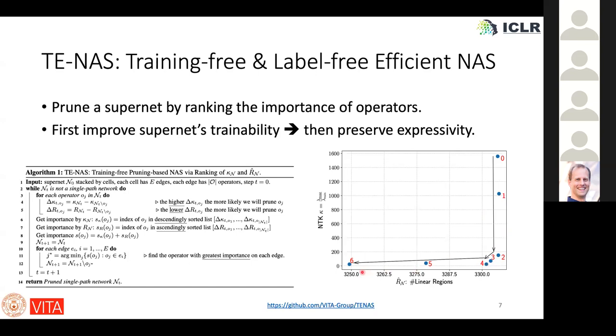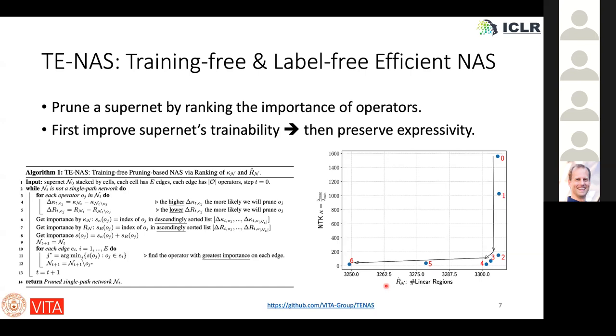For example, there are two operators, operator A and B. They both have high expressivity, but we have to choose one of them on this edge, which is required by the DARTS space. So that's why we have to sacrifice some of the linear regions. This is how we try to understand the whole search process.